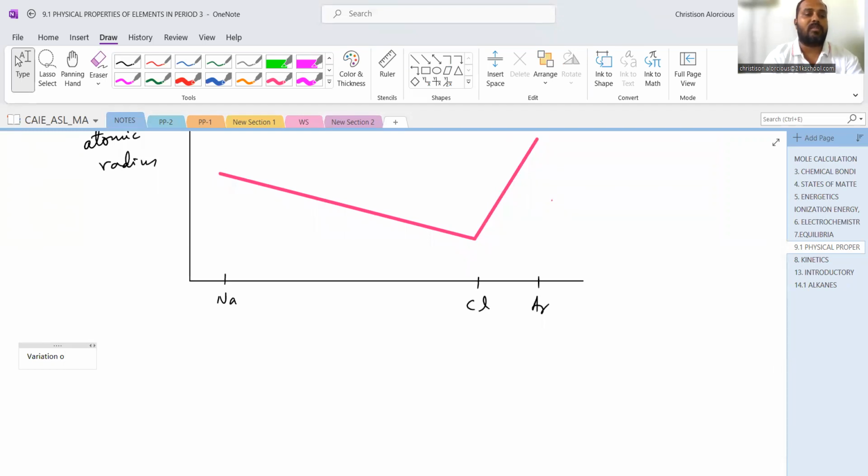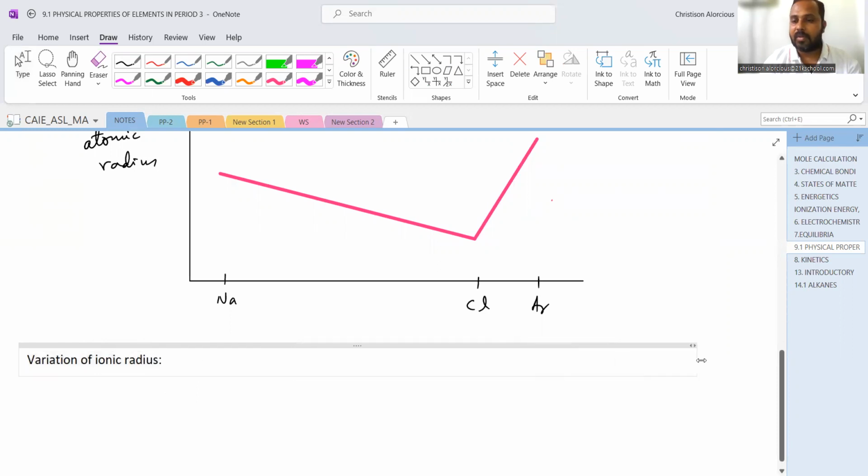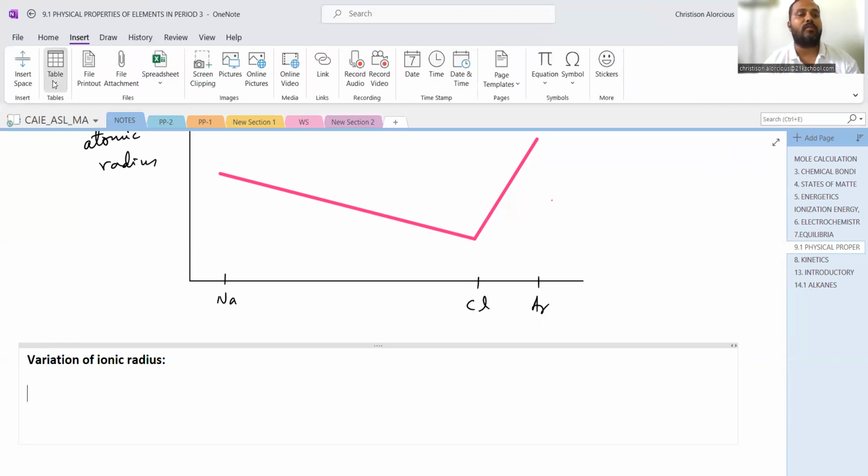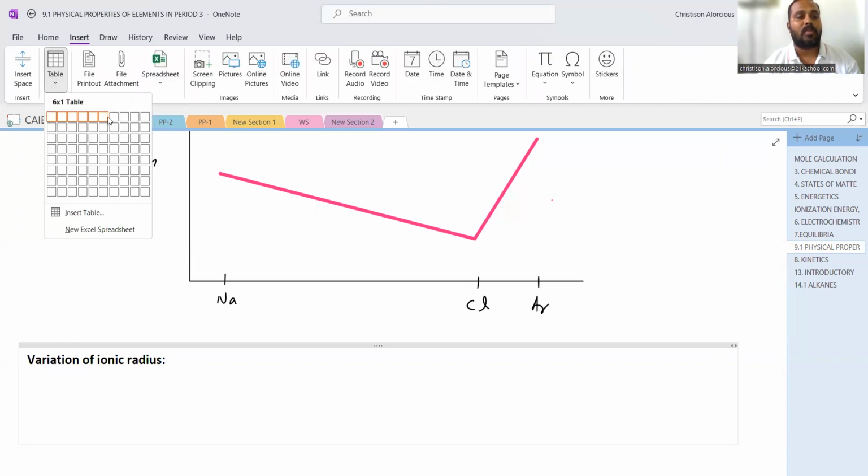It looks as if there are two sets of data. So, variation of ionic radius. Now, the reason why I say that it looks like we have two sets of data is because there are two sets of ions that are being formed across the period.